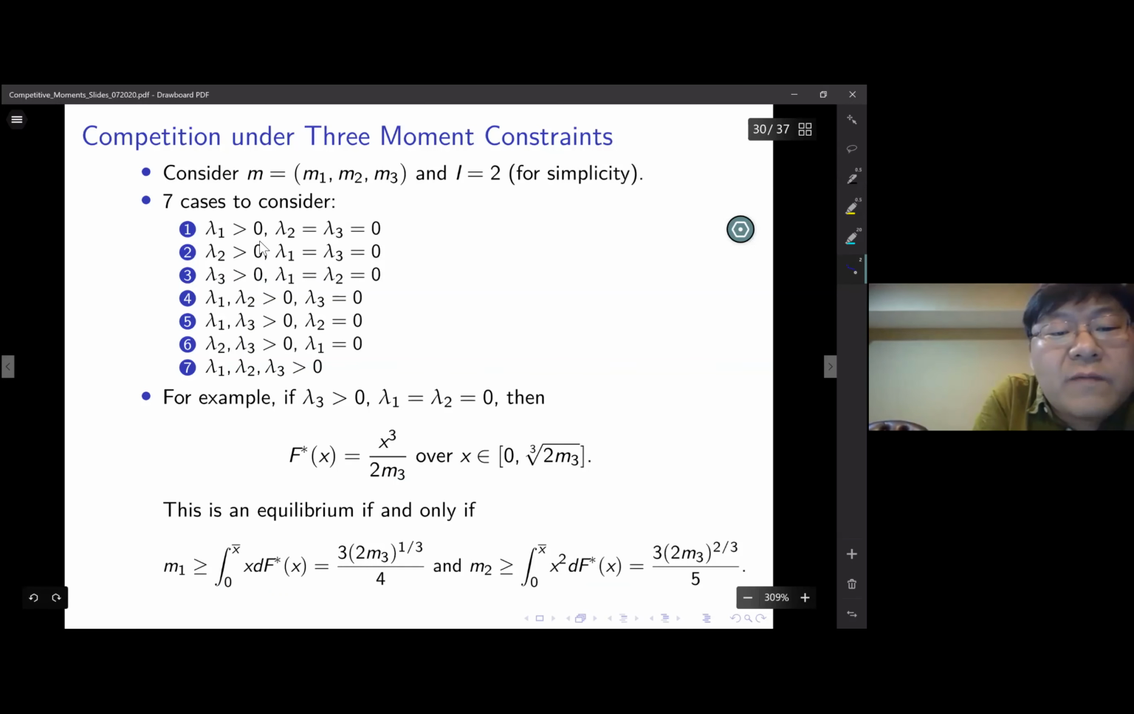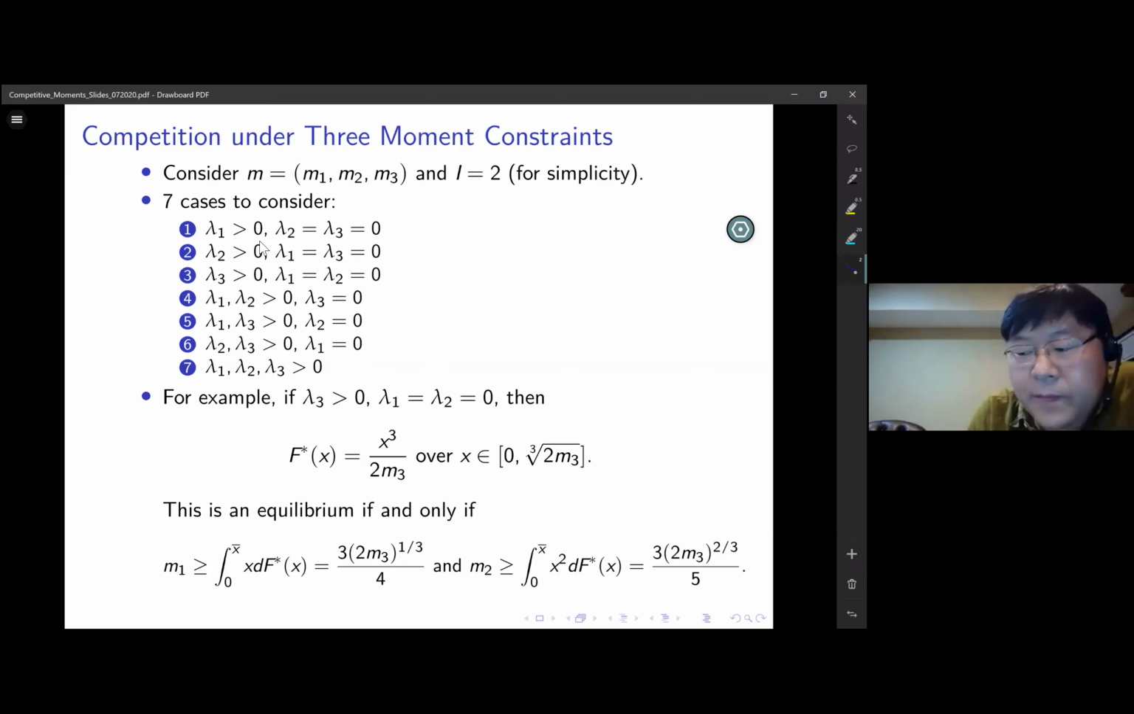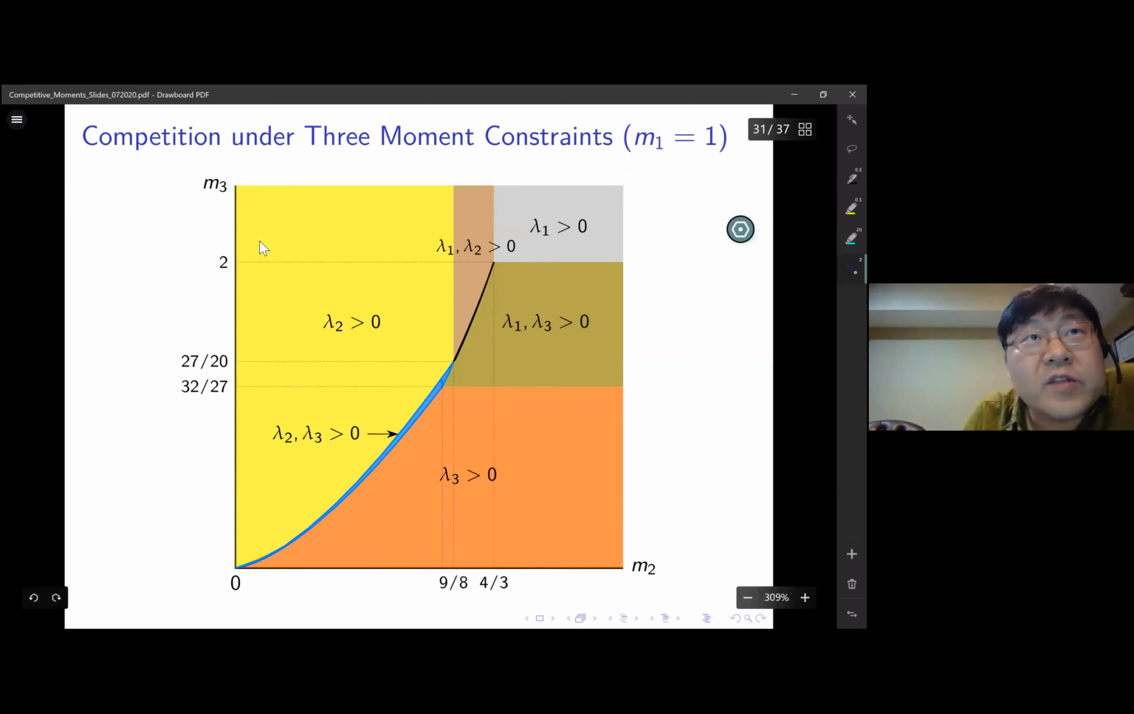And we know that this equilibrium works as long as m1 is larger than this first moment and m2 is larger than this second moment. So in this way, we can actually cover every case. Then this is the full characterization.